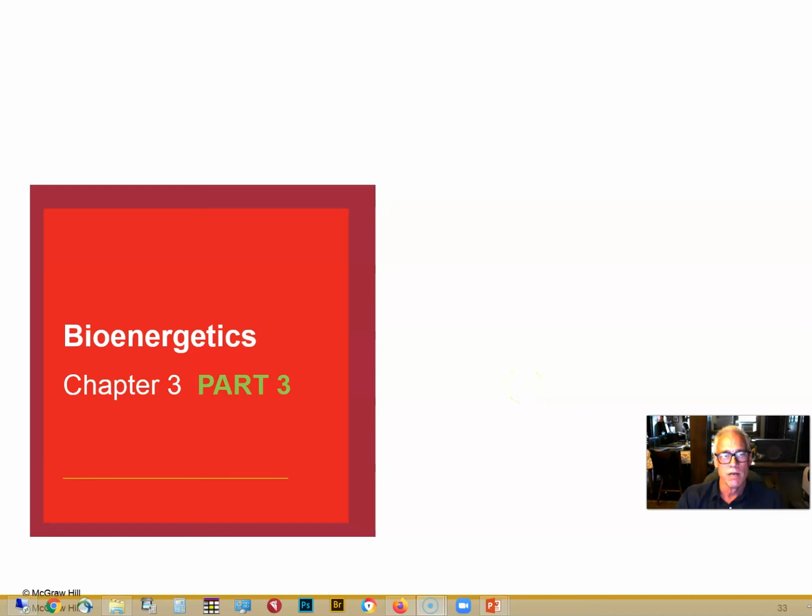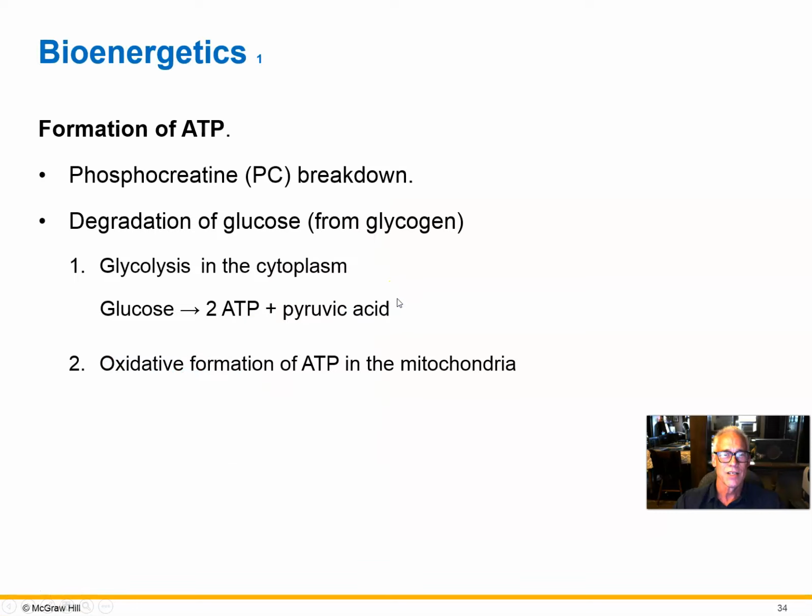This is part 3 of chapter 3, Bioenergetics, of our anatomy and physiology text. In part 2 we were talking about some chemical reactions, and we were getting into the idea that all chemical reactions in your cells, which constitute what we call metabolism, are catalyzed by protein enzymes, and that the activity of those enzymes depends critically on the shape of the proteins, which are subject to the right range of pH and the right temperature range. In this section, we're going to start talking about the actual formation of ATP.